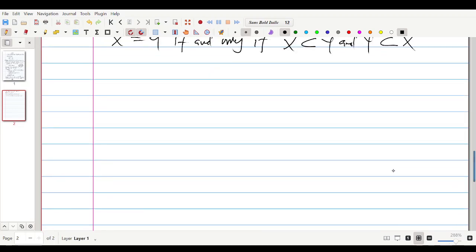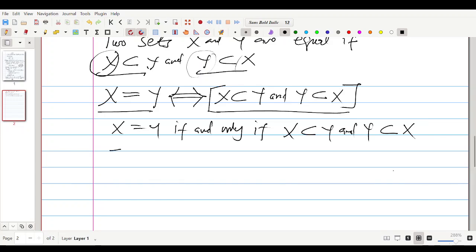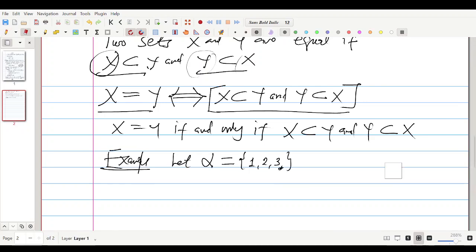Let's give an example to buttress the points we are talking about. Example. You may say, oh tutor, you're using a lowercase letter for sets. Yes, I said that from the first video, we can use a lowercase letter for sets in some cases. Let alpha be equal to {1, 2, 3}. And beta be equal to {3, 1, 2}.